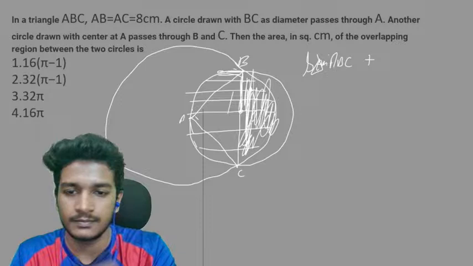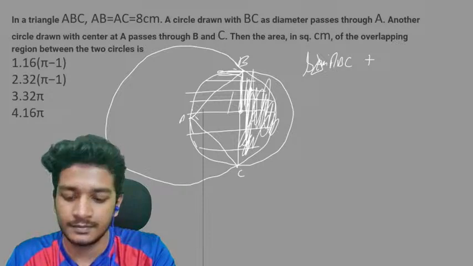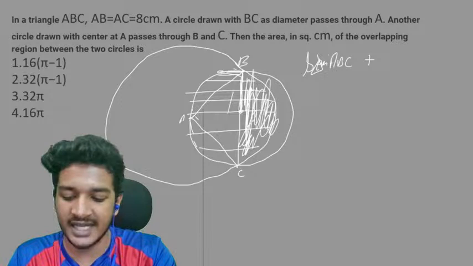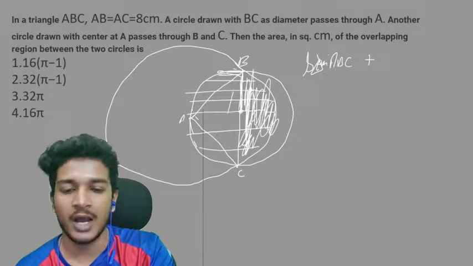Still waiting. Think about it. That is just the radius. That is the side BC, the half of the side BC of this triangle. How can I take this length out?